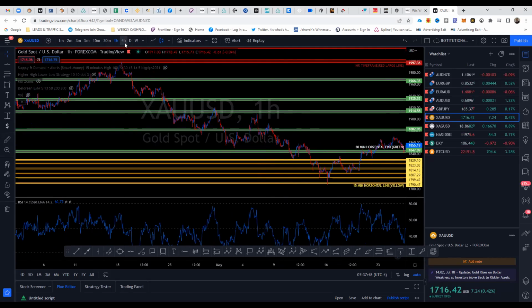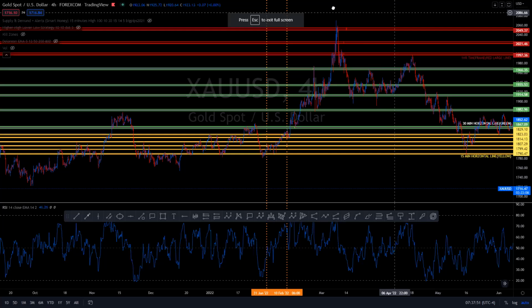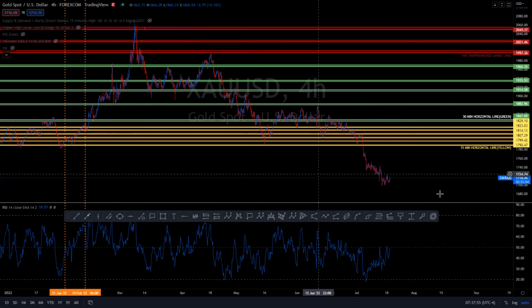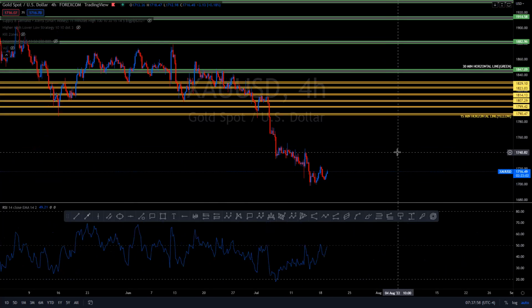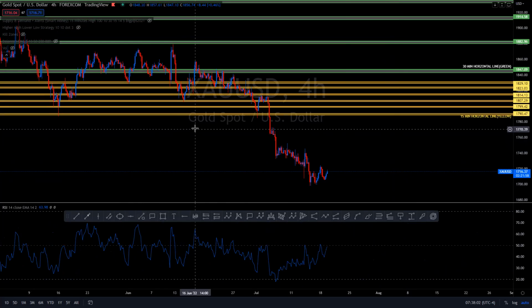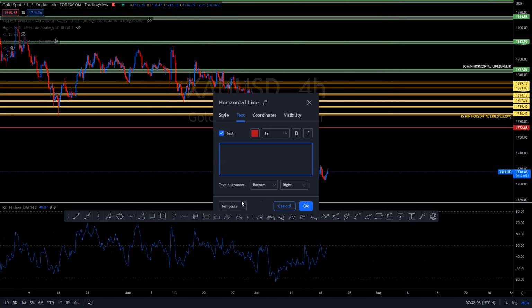All right, so now we're going to move on to the 4 hour. And we marked all this up. There's some areas I missed there, but all right, so now this is current price here. So we're going to mark this up as well. So this is the next area. I'll make this purple.